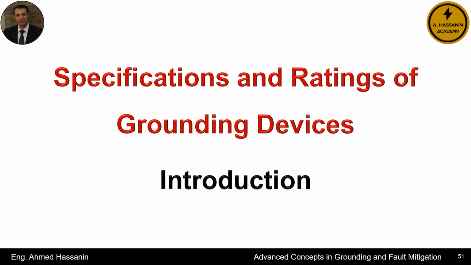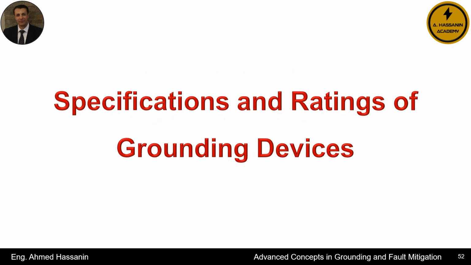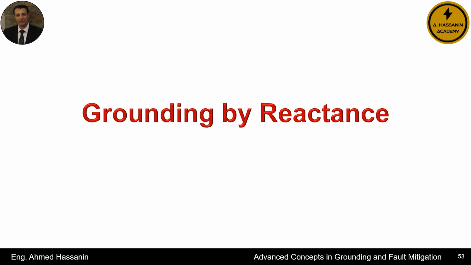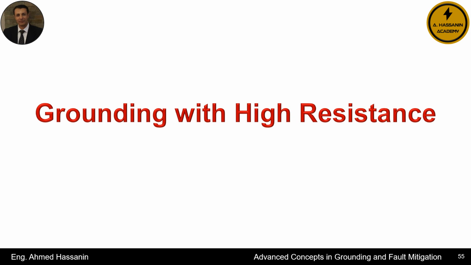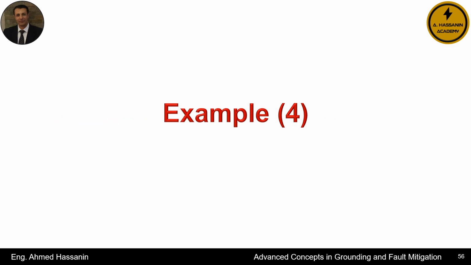Next, I will introduce the ratings and specifications of grounding devices. I'll then discuss the specifications and ratings in more detail. I'll present the steps for selecting and determining ratings for the first method, grounding by reactance. Then, for the second method, grounding with low resistance. Followed by the third method, high resistance grounding. After that, I'll discuss example 4.